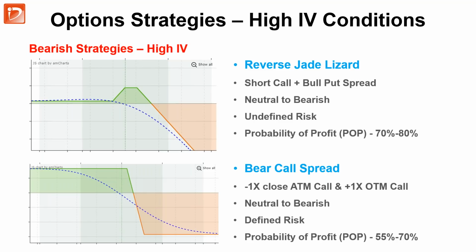And the bear call spread is you sell an at the money call and you buy an out of the money call as a protection, and is a neutral to bearish, defined risk strategy, and POP is around 55 to 70%. So these are bearish strategies under high IV conditions.